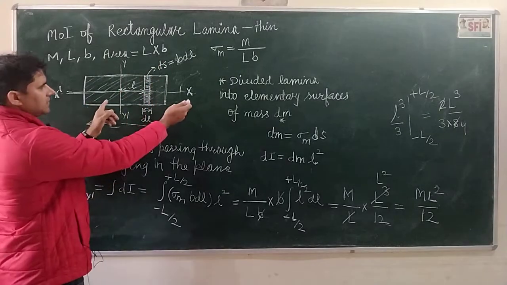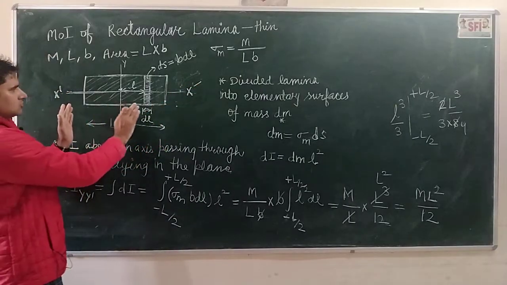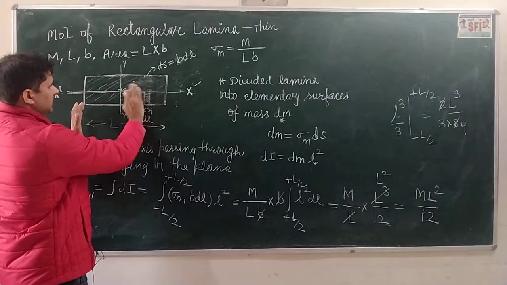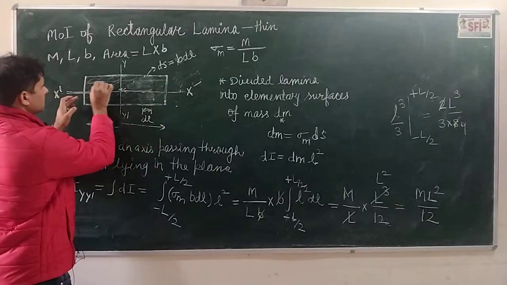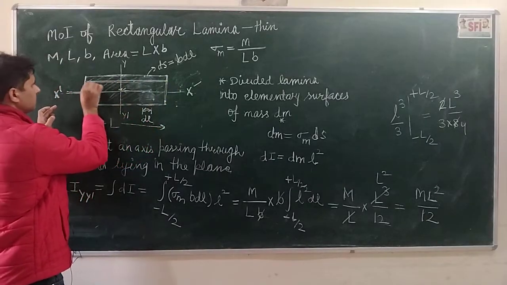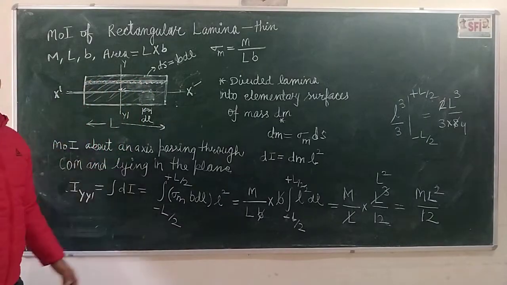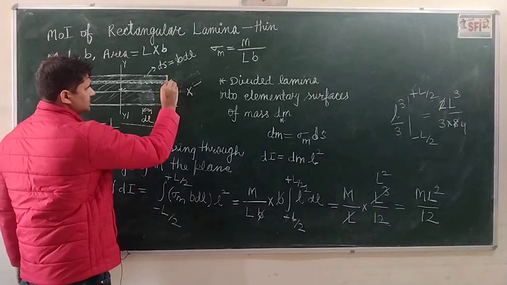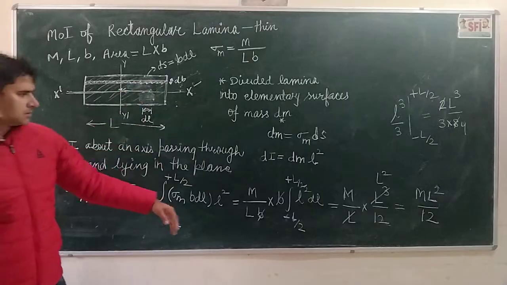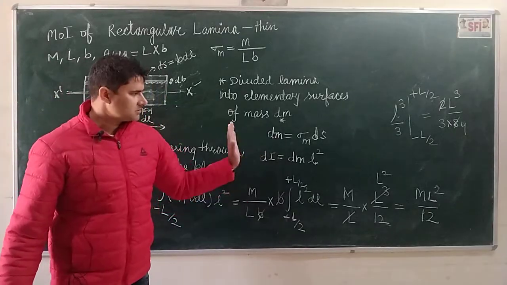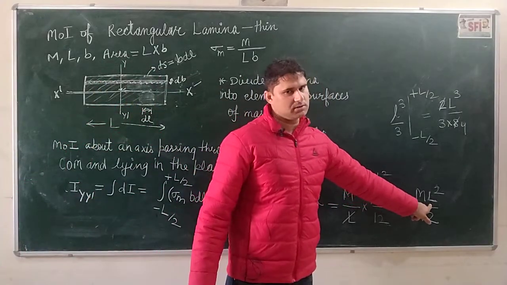Now what will you do to find the moment of inertia about this axis which is along the length and passing through the center of mass? You will make a change here. The elementary surface you will now take along the length. This will be the elementary surface, and its thickness you can take as dB, and you have to integrate it from minus b by 2 to plus b by 2, and you will get the same result. There will be a change, you will get here b square.